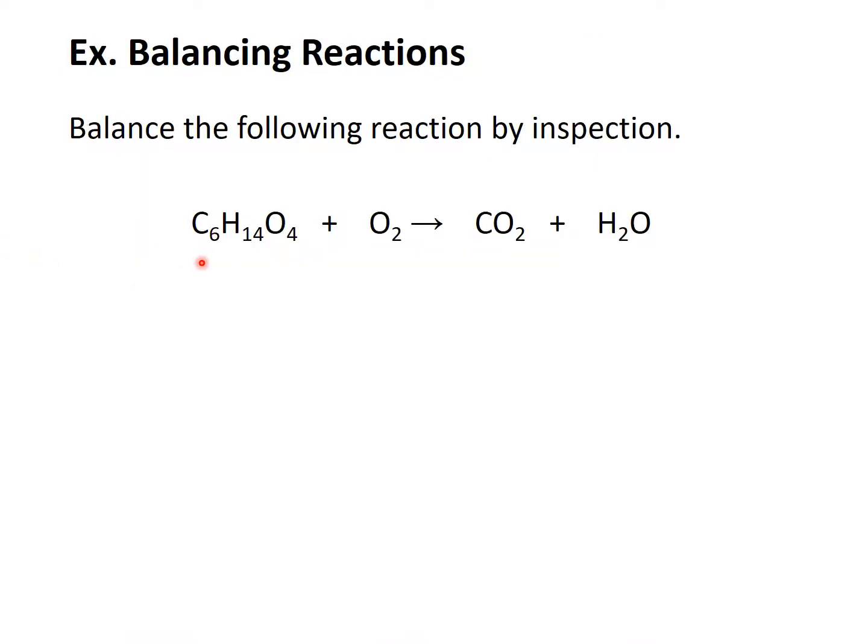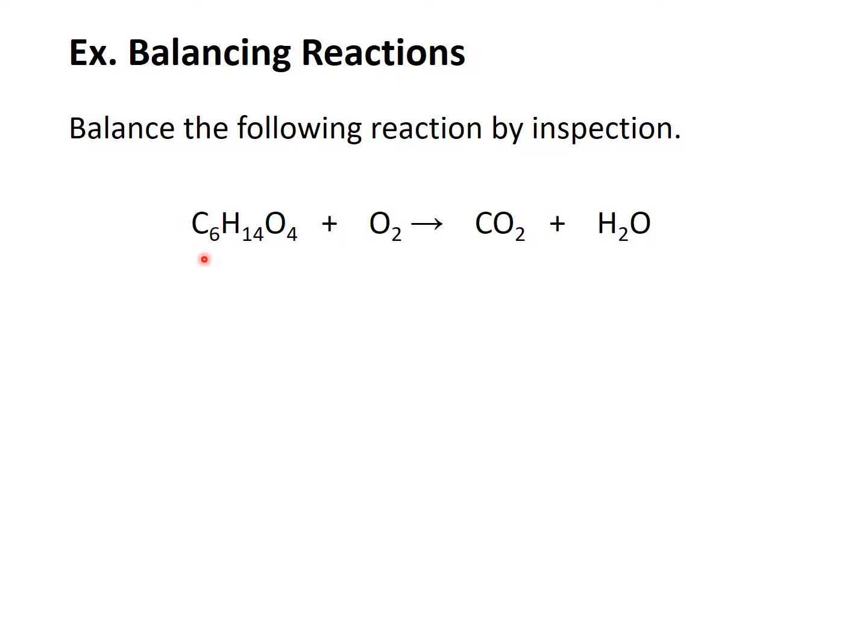In this example, we're asked to balance a reaction resulting from the complete combustion of a carbohydrate, C6H14O4. You'll notice that for complete combustion of carbohydrates and hydrocarbons, CO2 and H2O are always produced as the products. The first step to balancing the reaction is to look at elements only present in one compound in the reactant and one compound in the product. And the first element we'll look at is carbon, because it's only present in a carbohydrate on the left and only present in CO2 on the right.